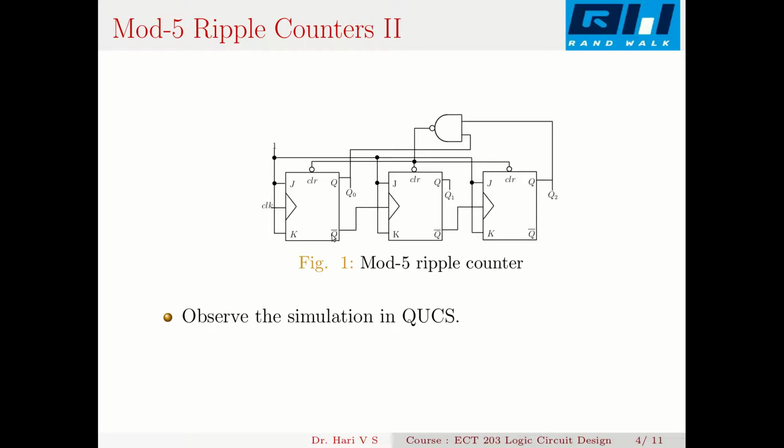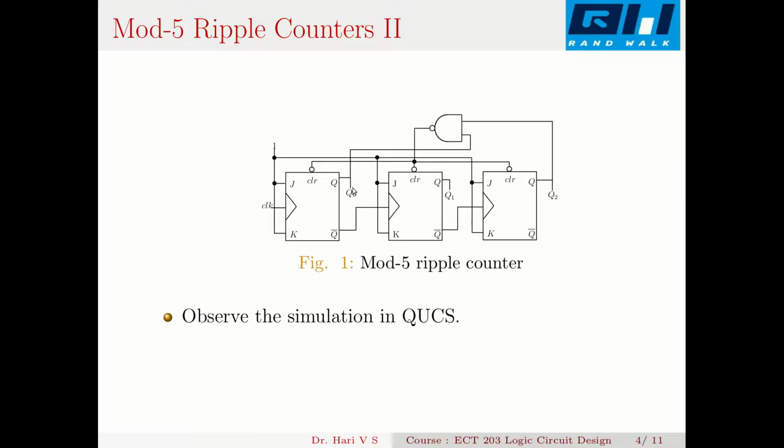So for up counting, I have to connect Q bar to the next clock. Here also Q bar is connected to the next clock. And these are the outputs Q0, Q1, Q2, and this Q2 and Q0 are NANDed here. The output of the NAND is connected to the common clear terminal.